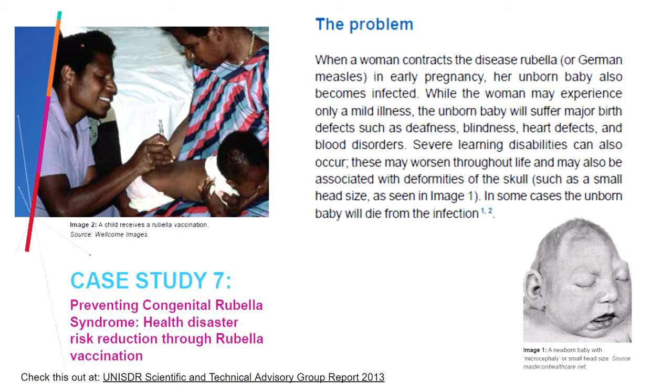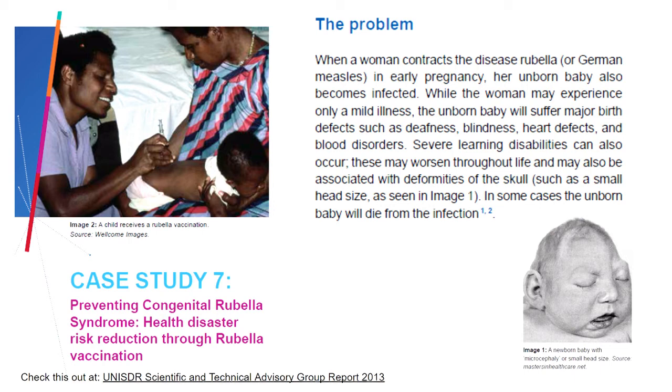Okay, so the problem was that if a woman contracts, or if a pregnant mother contracts rubella during her pregnancy, also known as German measles, her unborn baby could also become infected. Okay, so the mother may experience mild symptoms or mild illness, while the unborn baby will most likely suffer major birth defects. Those would be deafness, blindness, heart defects, and blood disorders.